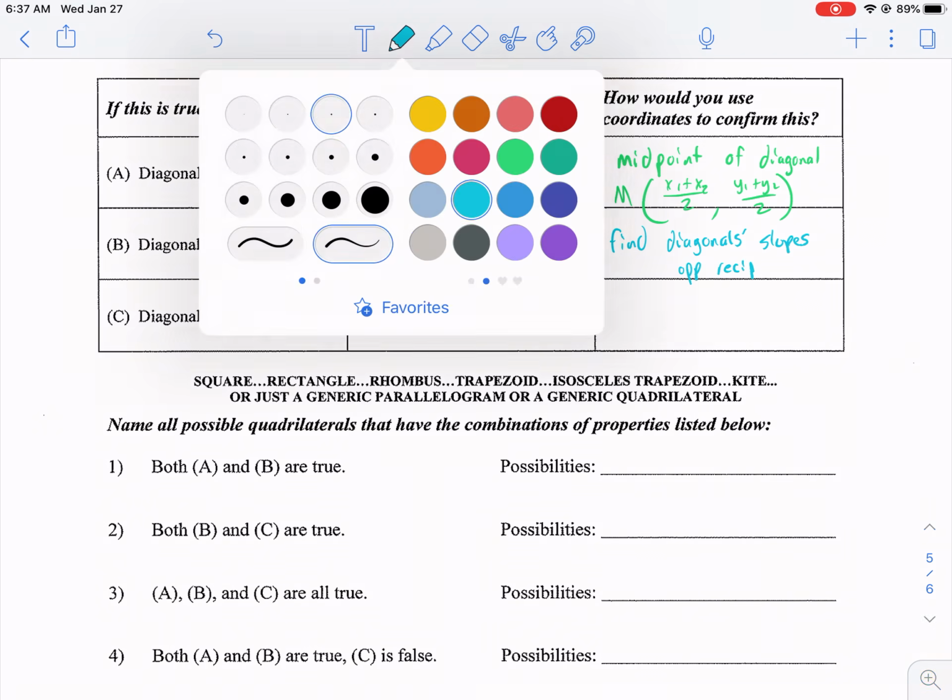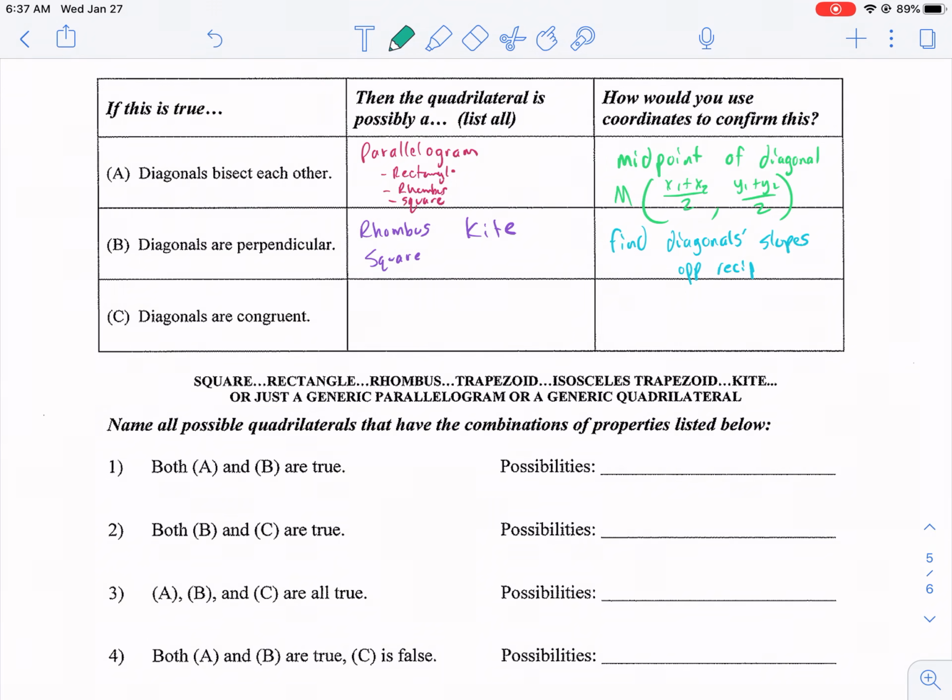All right, diagonals are congruent. What color haven't I used? I'll use this dark green. That applies to the square. That applies to the rectangle. The square's got everything. And that applies to the isosceles trapezoid. And then for this one, let's use this dark blue. You would use the distance formula on the diagonals. Distance formula or Pythagorean theorem on the diagonals.